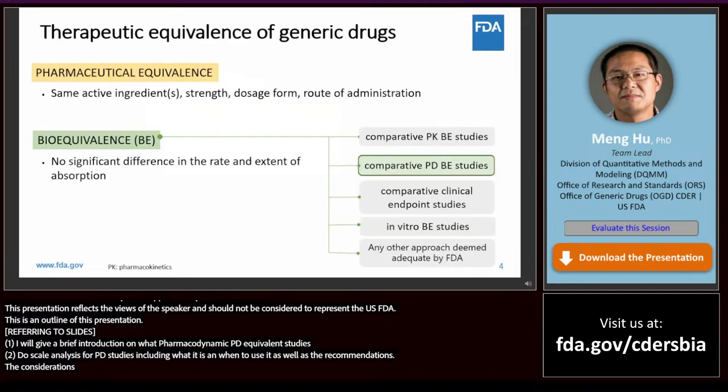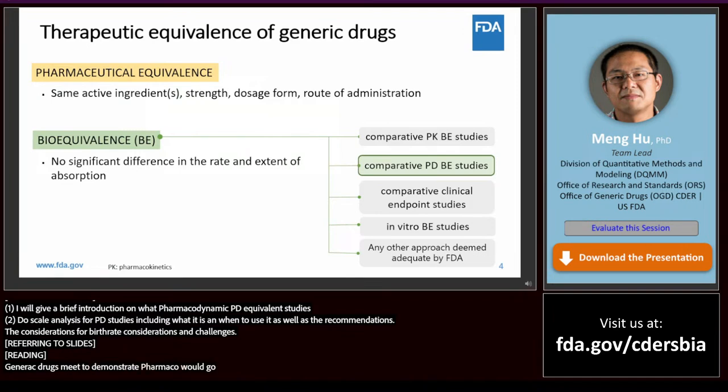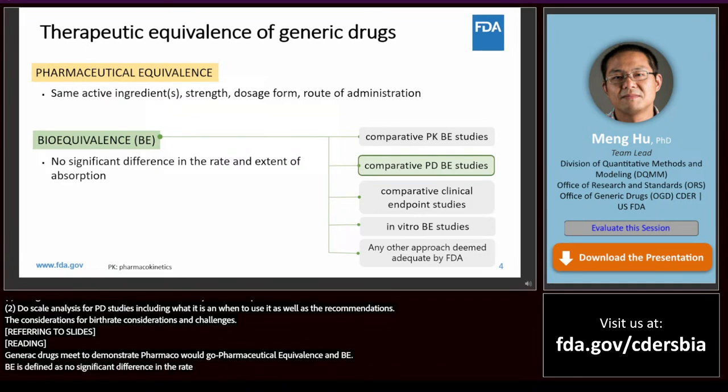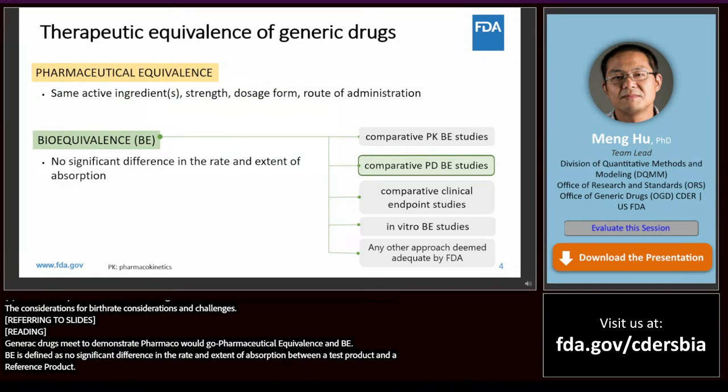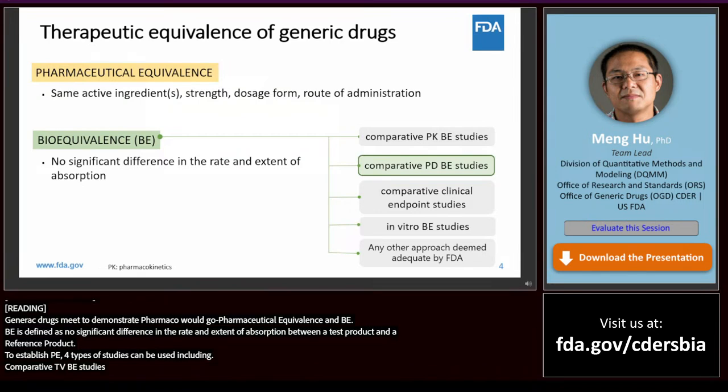To establish therapeutic equivalence of generic drugs to their reference product, generic drugs need to demonstrate pharmaceutical equivalence and bioequivalence, BE. BE is defined as no significant difference in the rate and extent of absorption between a test product and the reference product. To establish BE, usually 4 types of studies can be used, including comparative pharmacokinetic BE studies, comparative PD BE studies, comparative clinical endpoint studies, and in vitro BE studies. Today, we will talk about comparative PD BE study.